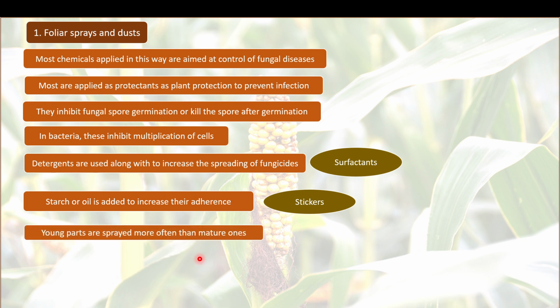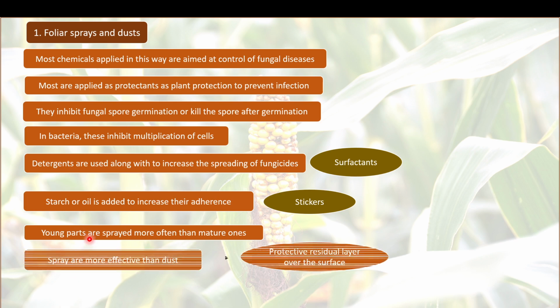Young parts are sprayed more often than mature ones because the mature parts are anyway going to dry and get removed, but the young parts are more prone to diseases, and these are the ones that will actually develop into healthy individuals. So young parts are sprayed.